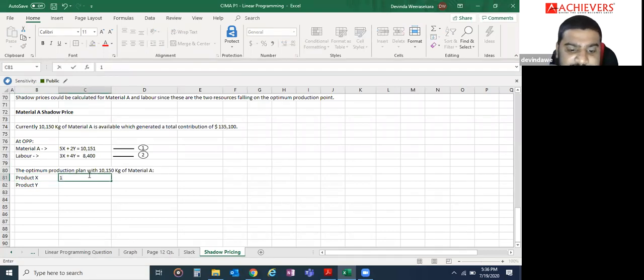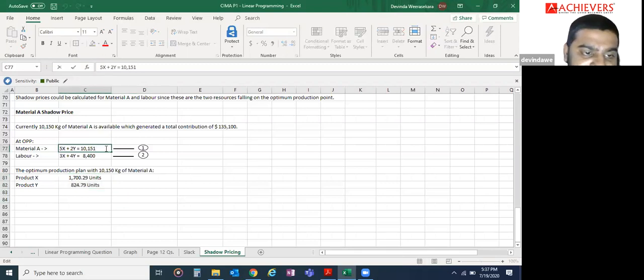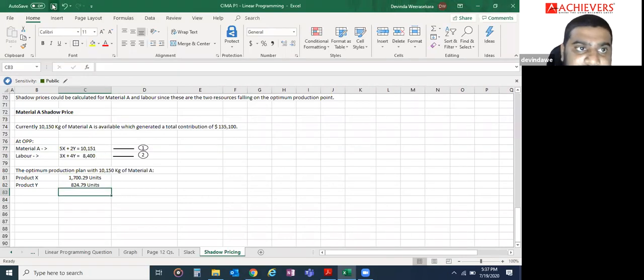1700.29 units of X and 824.79 units of Y. Clear? So like I explained very clearly, you have to only increase that particular material. If it's A, you only increase material A by 1. If it's labor, you only increase labor by 1. The other one you have to keep the same. Clear? Right.